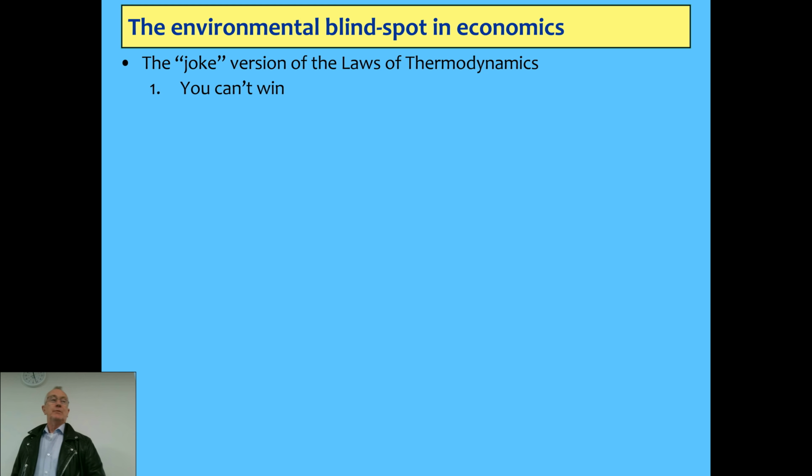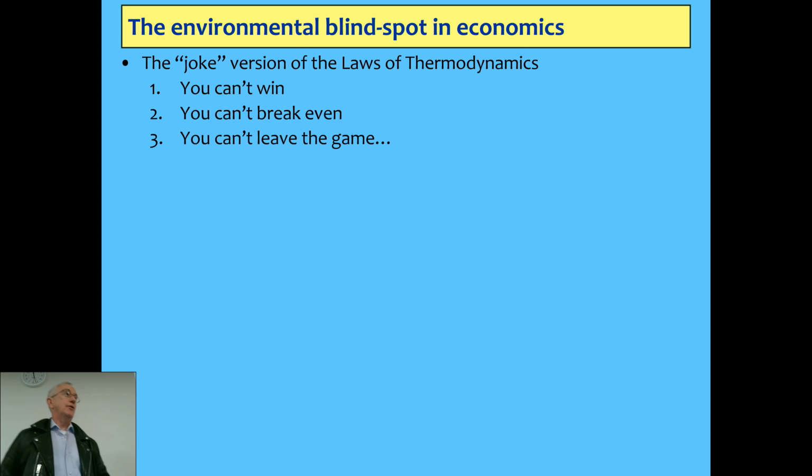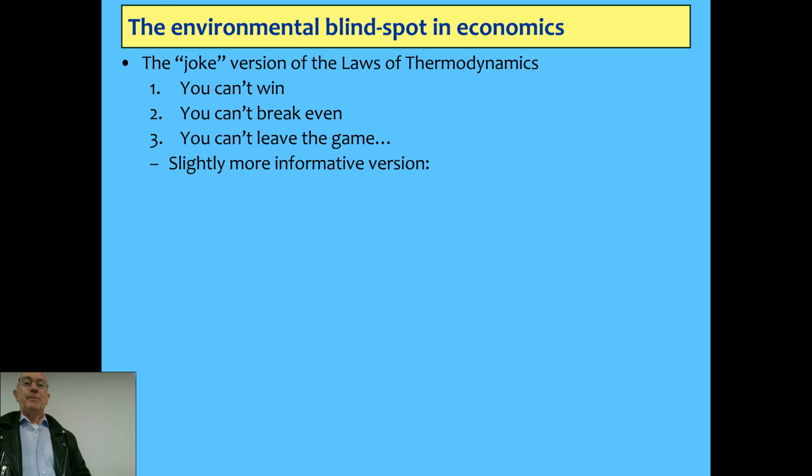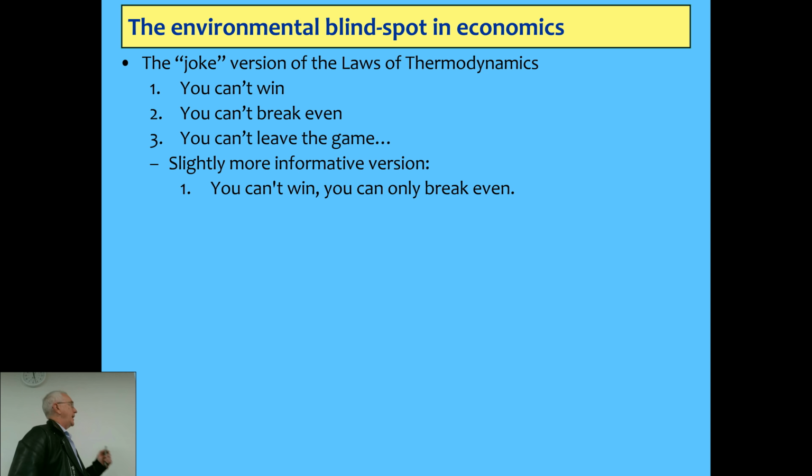The first one is you can't win. Actually, there's what's called the zeroth law as well: you must play the game. The first law after that is you can't win the game. So why would you play a game you can't win? The second is not only can you not win, you can't even break even. So you're going to lose. The third rule is you can't leave the game. So what does that mean? Well, you can't win, you can only break even.